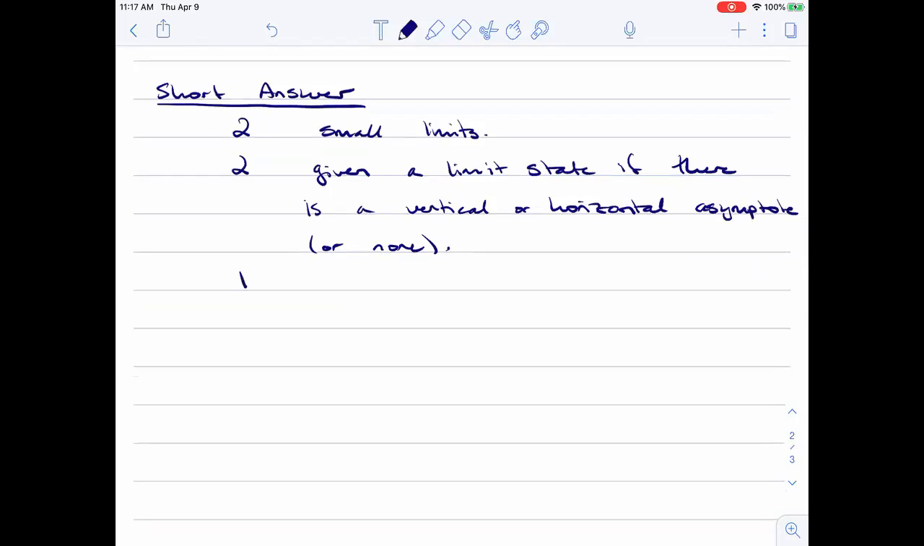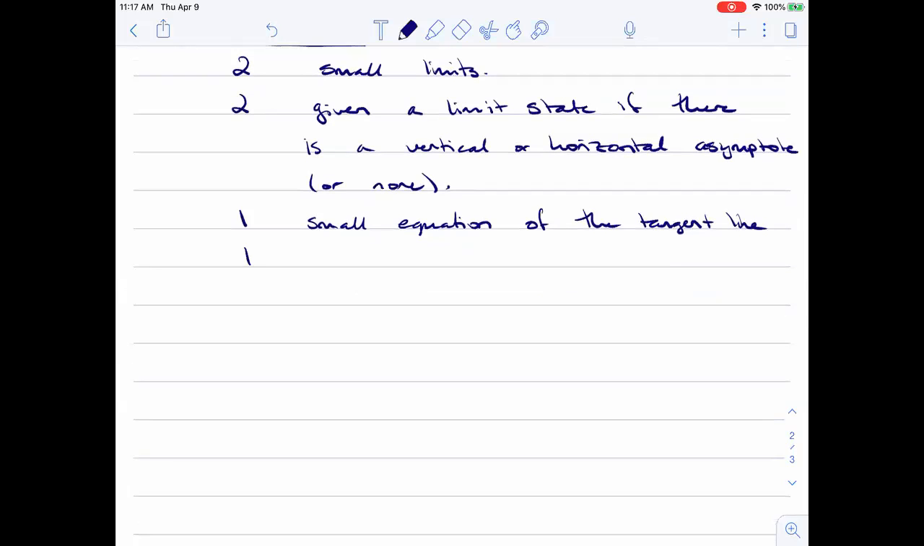There's going to be one small equation of a tangent line, because later we're going to do a long answer where you also have to find the equation of the tangent line, and we did that on a test, right? And so one small equation of the tangent line.